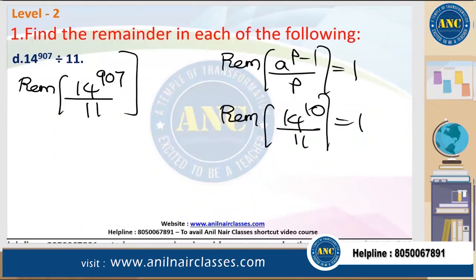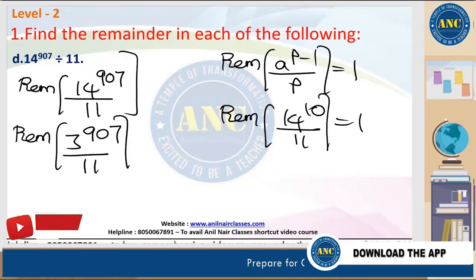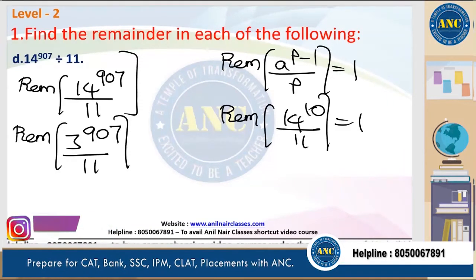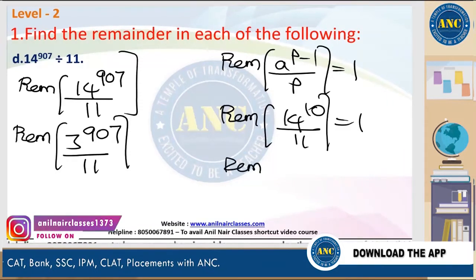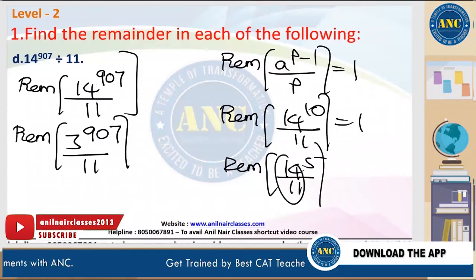Just again I am telling you. 14 divided by 11, it is 3. 3 power 907 by 11. Power 10, it is giving you 1. What are the factors of 10? Next factor is 5. So check with 5. 14 power 5 divided by 11. 11 ones are 11, 3.